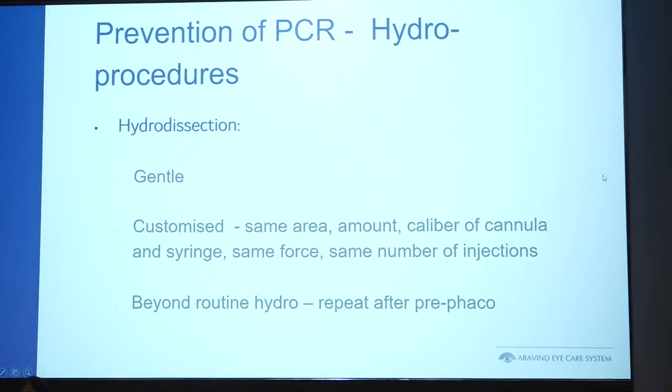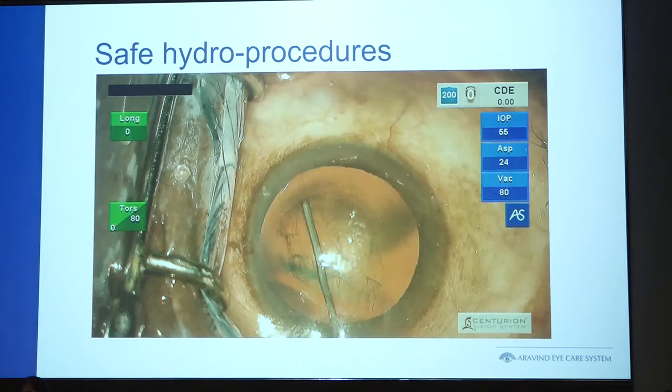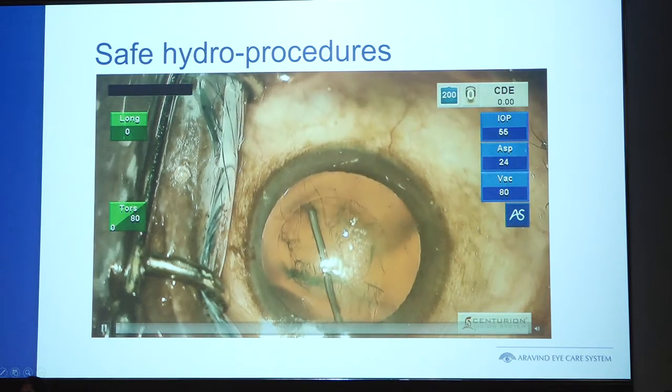Coming to the other step, which is very important, is the hydro procedures. The hydro procedure should be gentle, and it should be customized. That's for you, your habit, going with the same area, with the same amount of fluid being injected, the caliber of the cannula and the syringe being the same, with the same force. It's more of a proprioceptive learning, and with the same number of injections. And then if you want to repeat it, my advice would be to repeat it after debulking the lens with the phaco. So this is my approach.